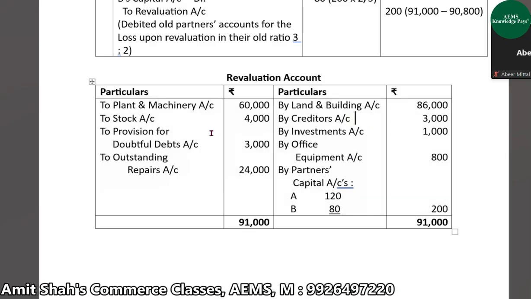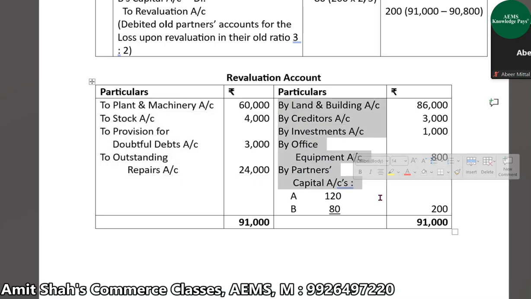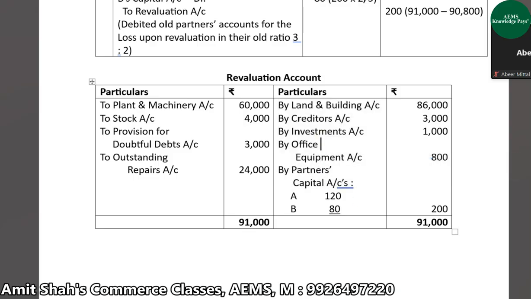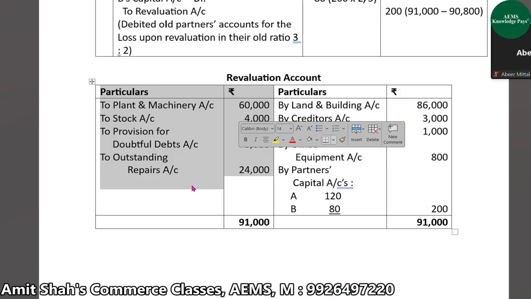Expenses and incomes do not come in this account. Or you can say that they also come in this account. I will explain that also. Apparently, you find here only items of losses and items of gains or profits. But yes, incomes also come here. So in trading and P&L account, on the credit side, you write incomes and gains, the same thing we do in revaluation account. On the debit side of trading or P&L, you'll write expenses and losses, the same thing we do in revaluation account as well.